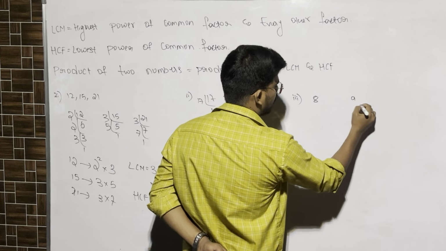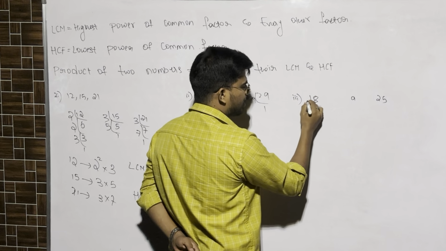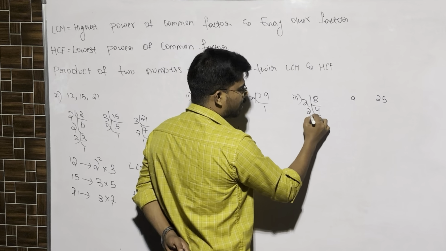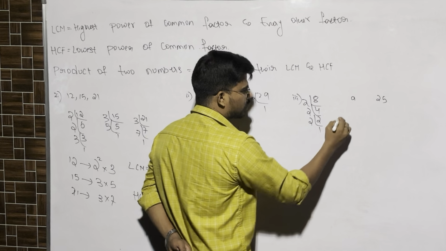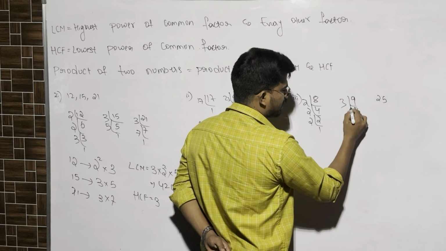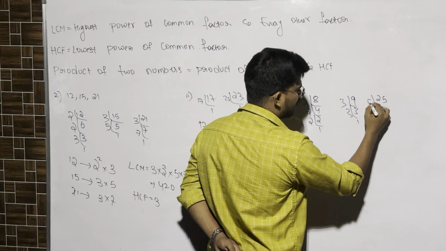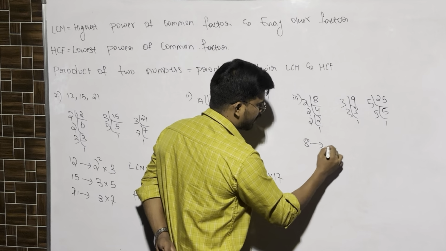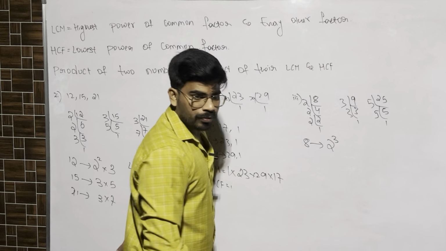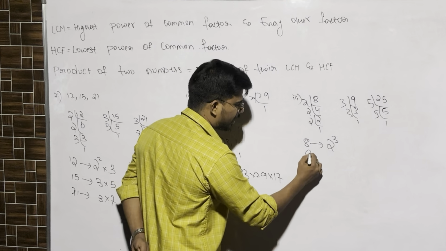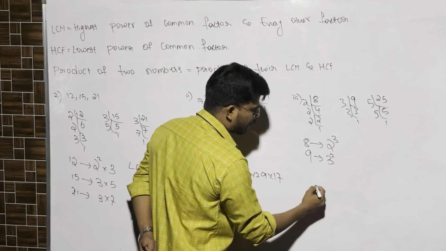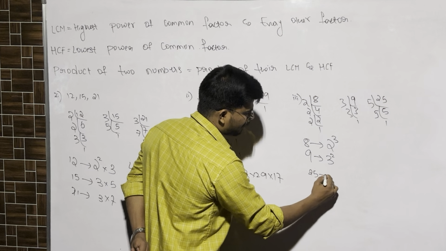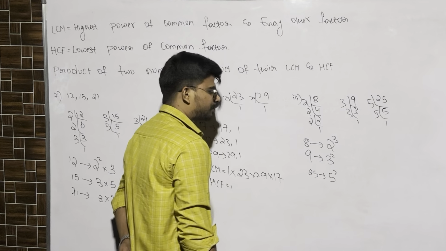Clear? What is the third bit? 8, 9, 25. 8 goes in the 2 table. 2 fours are 8, 2 twos are 4, 2 ones are 2. 9: 3 threes are 9, 3 ones are 3. 25: 5 fives are 25, 5 ones are 5. 8 can be written as 2 power 3. Prime factors of 8 is 2 power 3. 9 is 3 square. 25 is 5 square.